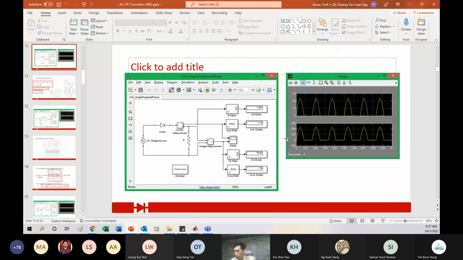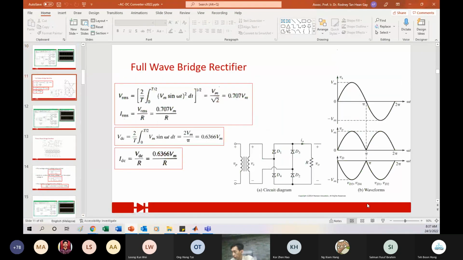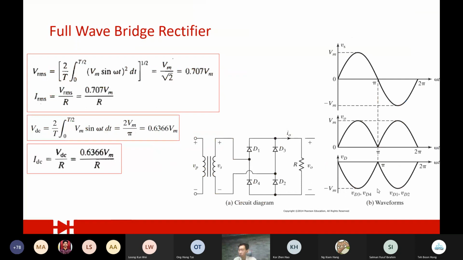So, we move on to the full wave. Full wave is the one that is most commonly used up to today. Like I say, even our charger, the first stage is always a rectifier. So it's still used up to today.